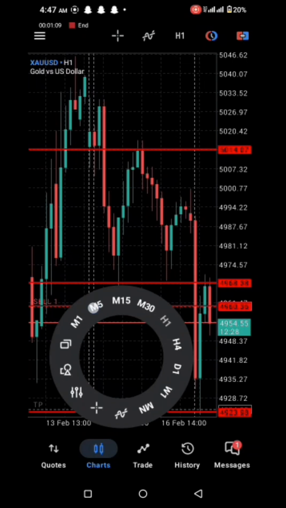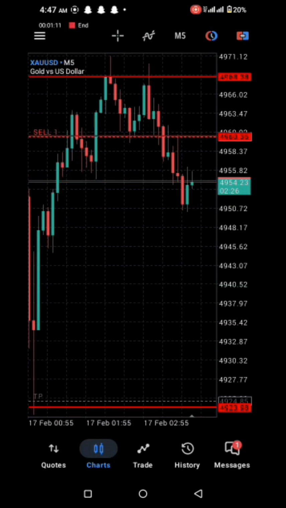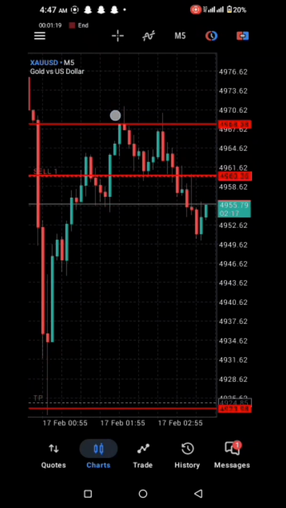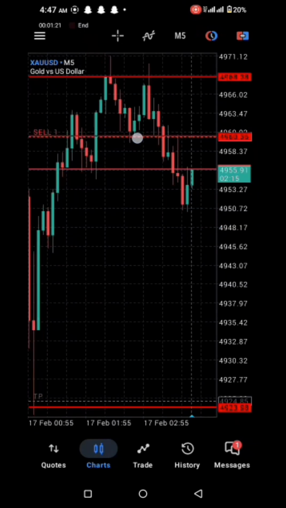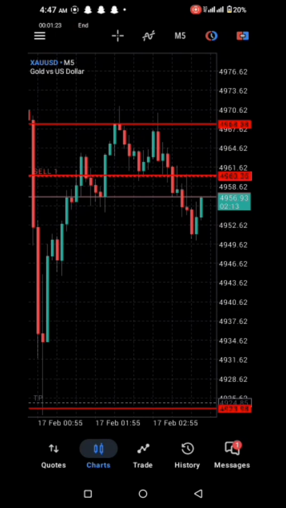go to the 15 minutes time frame. This is how I enter this trade. We'll go to the 15 minutes time frame and look at what the market is doing. The market formed a double top. Double top, and it has now broken out of the double top.